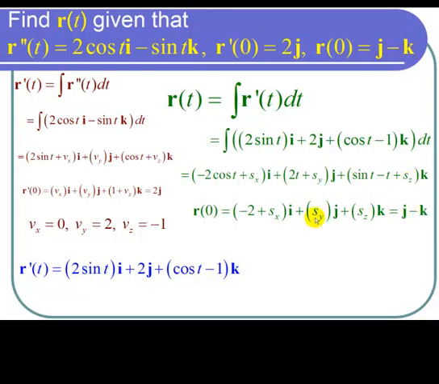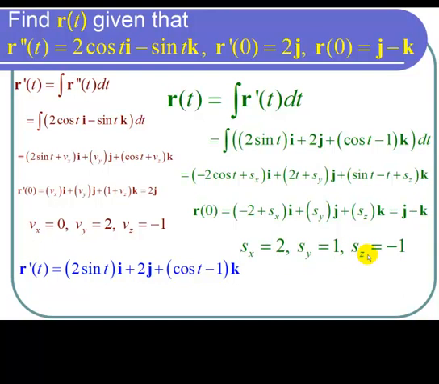So now I set the components equal again, and I get negative 2 plus s sub x is 0, so s sub x must be equal to 2. S sub y is 1, and s sub z is negative 1.